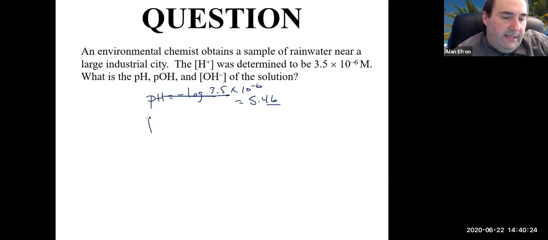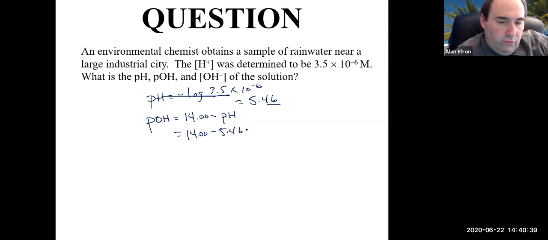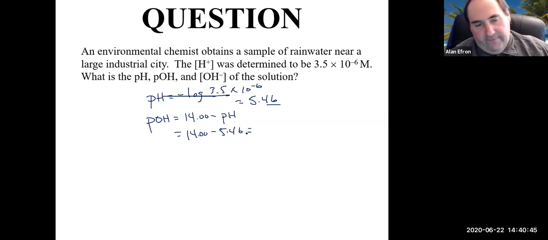Because we have the pH now, we can get the pOH, which is equal to 14 minus the pH, again from that pH plus pOH equals 14 relationship. And if we subtract from 14, that would get us 8.54 as our pOH.